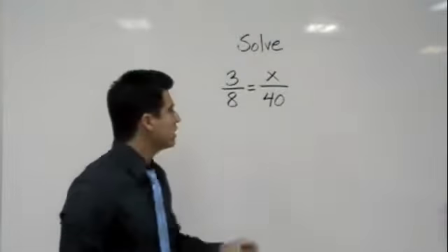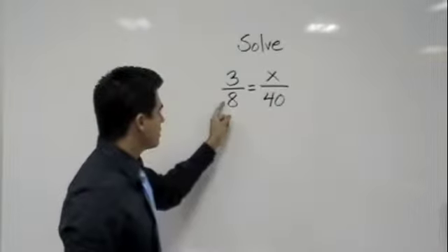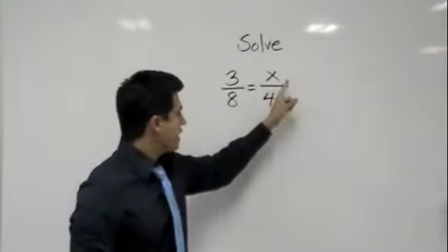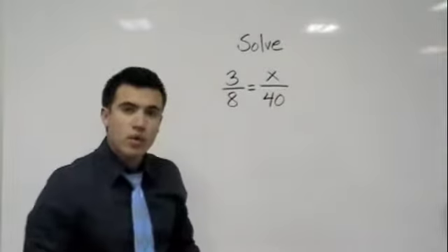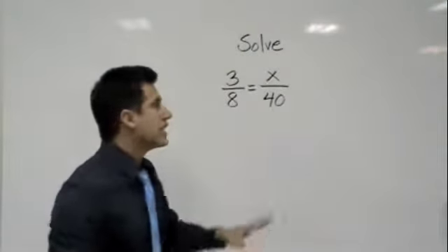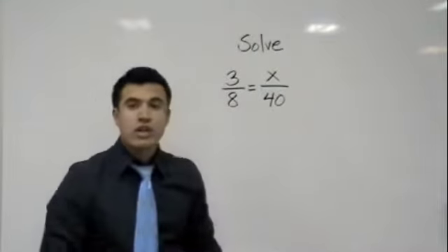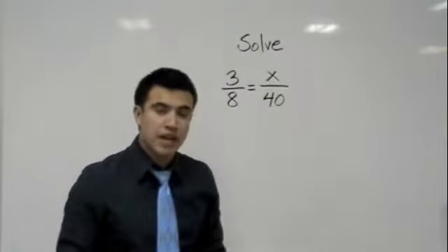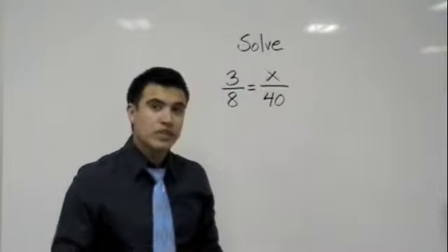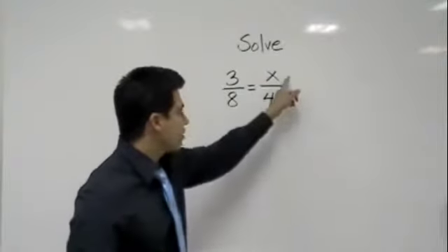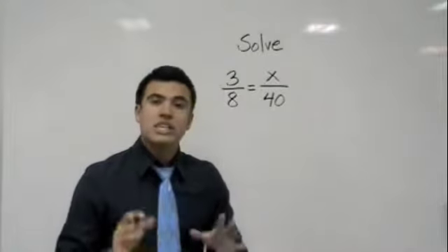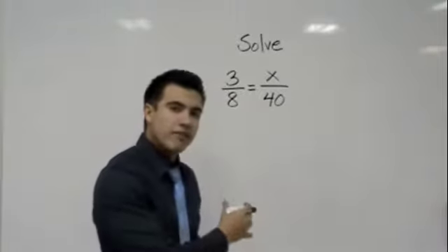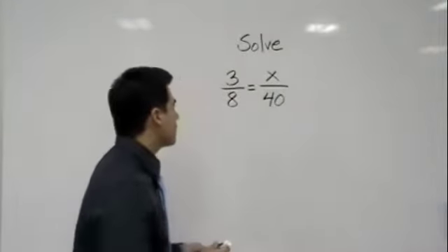So in the first example, we're going to see 3 over 8 is equal to x over 40. The main thing that you want to pay attention to on your homework or test is this word, solve. When it's asking you to solve, you want to first remember cross multiply, and then second, go ahead and use your steps to isolate the variable and solve for it. I know, sounds confusing. I'm going to work it out for you guys so you can see the example.